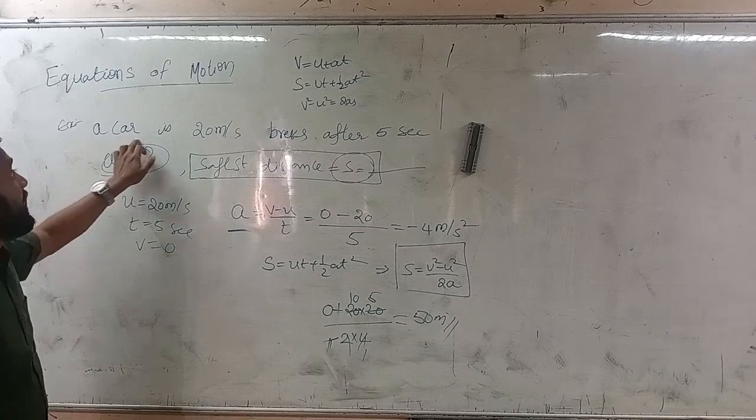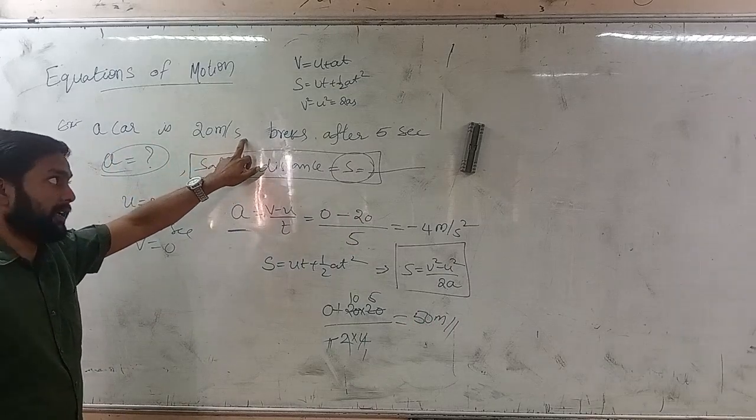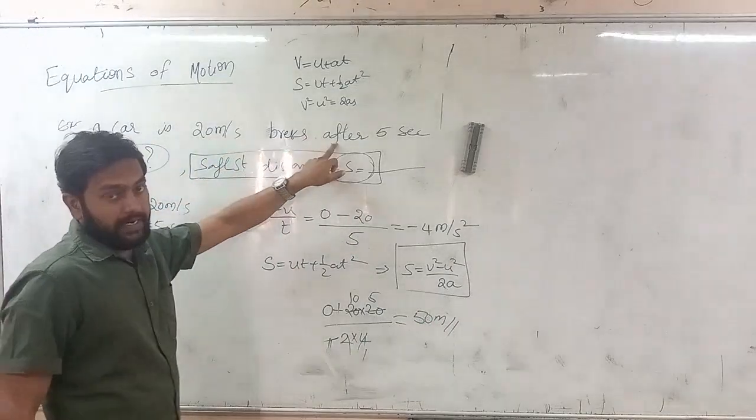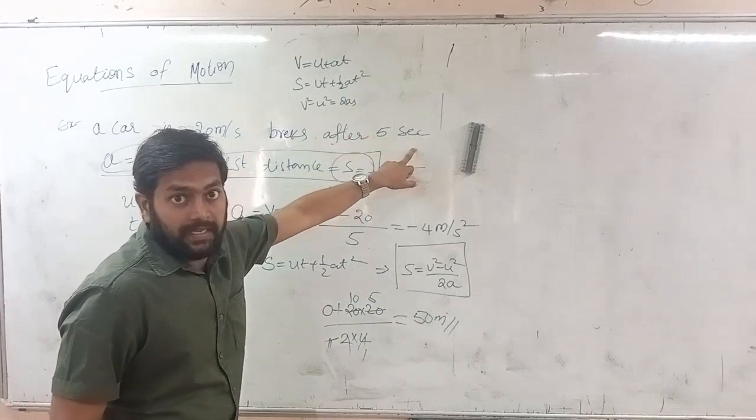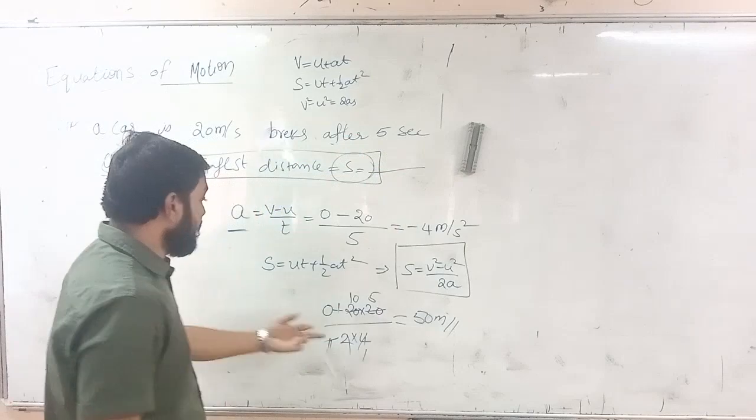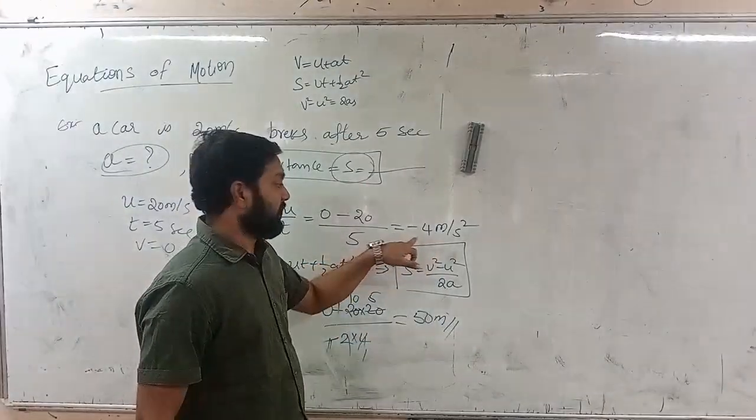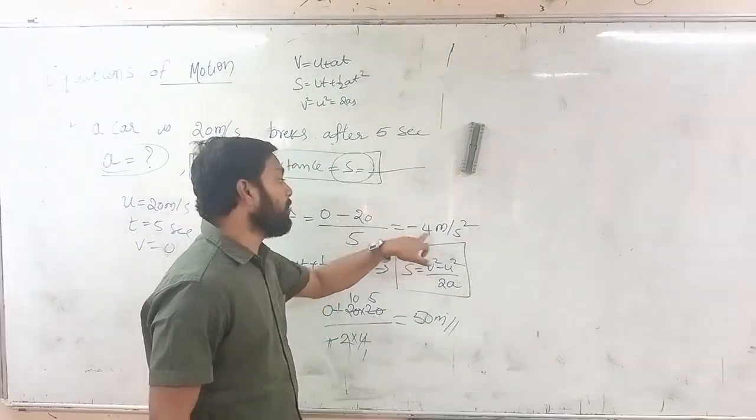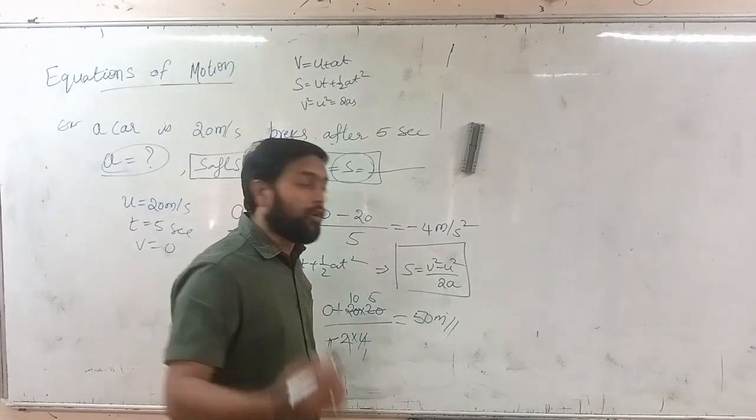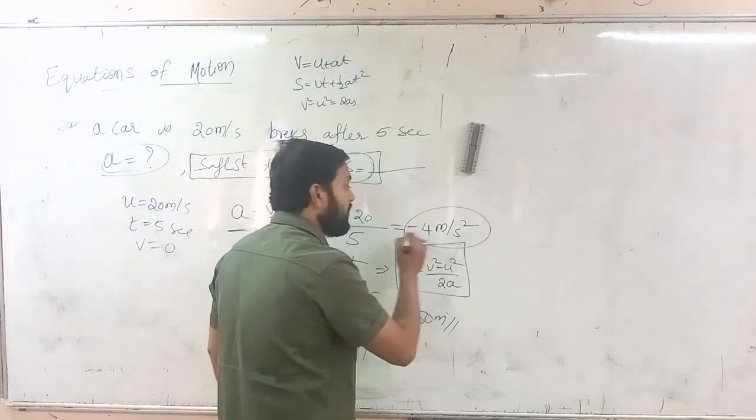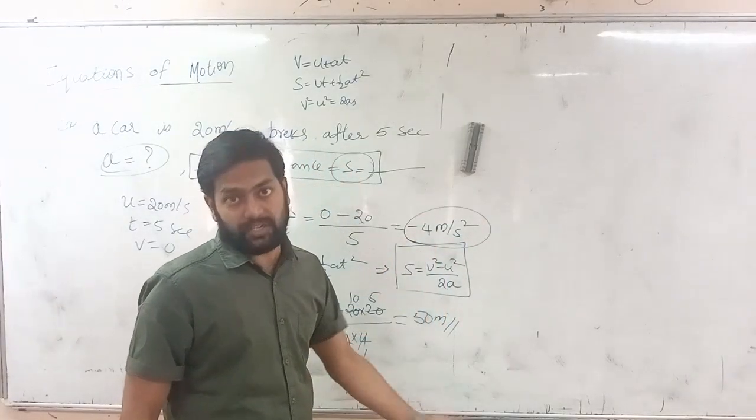So when a car is moving with 20 meters per second and the brakes are applied, after 5 seconds it will travel 50 meters when the deceleration is 4 meter per second square. We can also call this minus 4 meter per second square as acceleration. Okay.